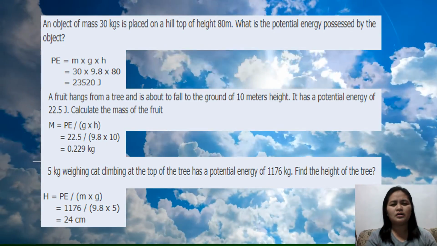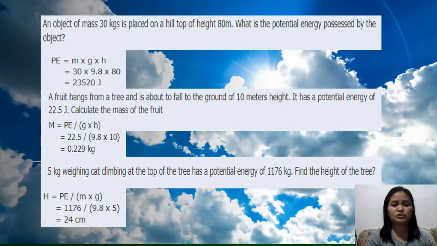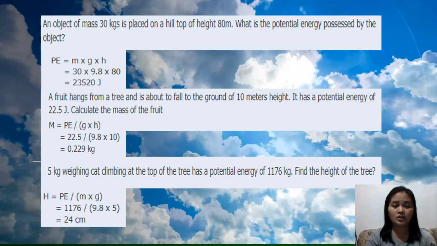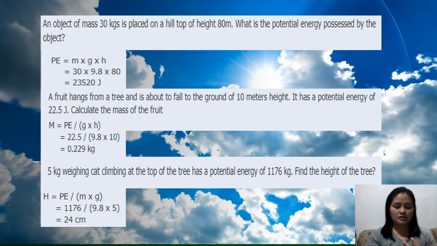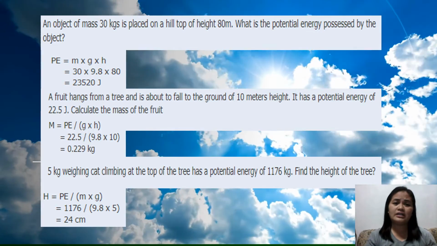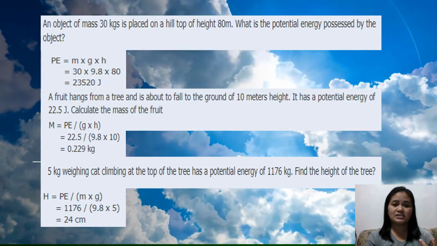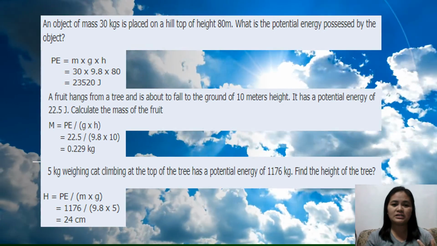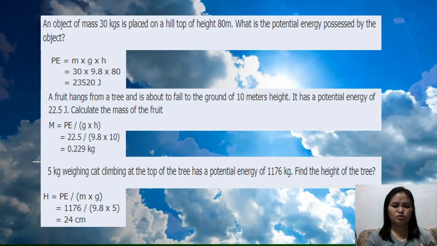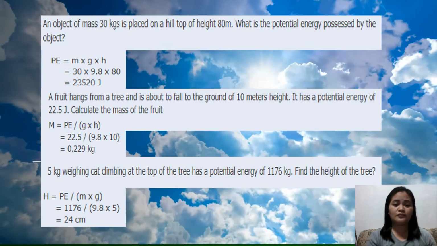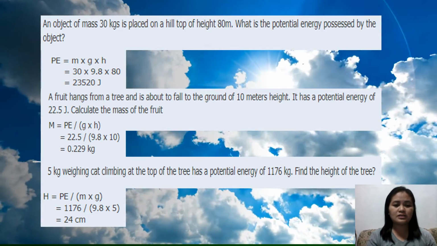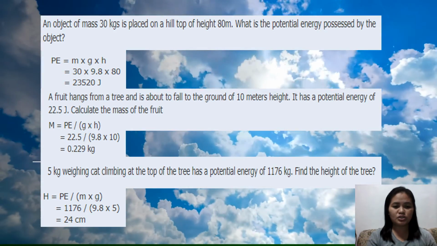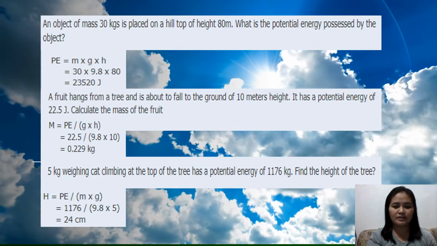Minsan kasi kapag computation na natataranta na tayo, kailangan lang talaga intindihin, isipin aling formula ang applicable. And then you apply the technique KQS. Ano yung K? Known or the given. Q, question, what is asked. And then S, solution. And then you substitute the values. Height equals PE divided by mass times G. Ano yung PE? Nandiyan na sa problem.